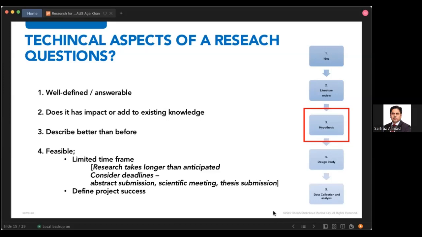Feasibility is very important. You cannot select something which is not achievable. Most of the residents work in a rotation, so they need to set up a time frame, that they want to finish this in 6 months or 1 year, and this has to be followed very strictly. You should also have an aim, like what is a success from this project for you, whether you just want to finish for a presentation or poster, or you want to go all the way to the end, to publish this paper. This should be very clear from the start when you are starting your research project.